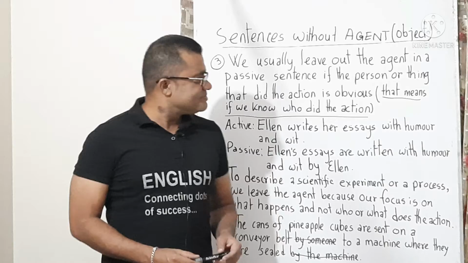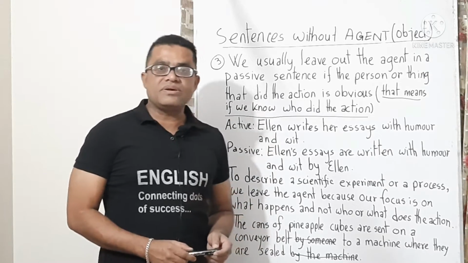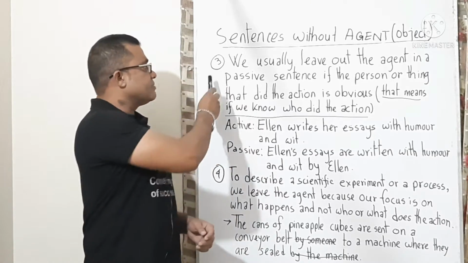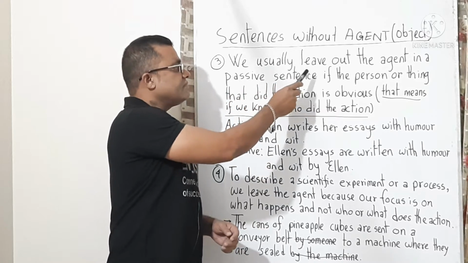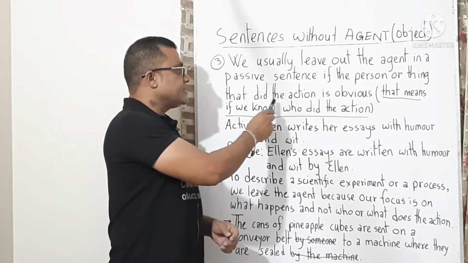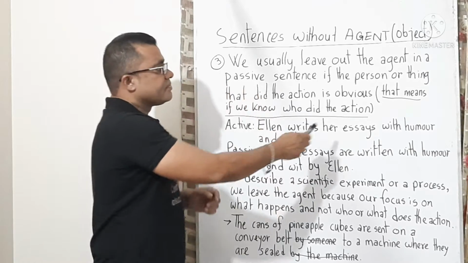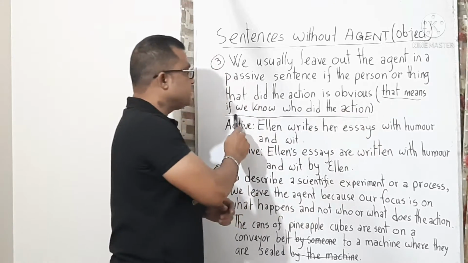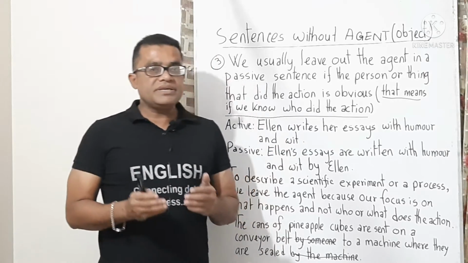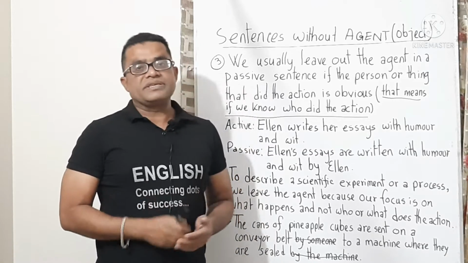Now, dear students, sentences with agent, that means sentences without object. We have 2 more rules here. Number 3, we usually leave out the agent in a passive sentence if the person or thing that did the action is obvious. Here, the whole rule means if we know who did the action, we do not have to use the agent anymore.